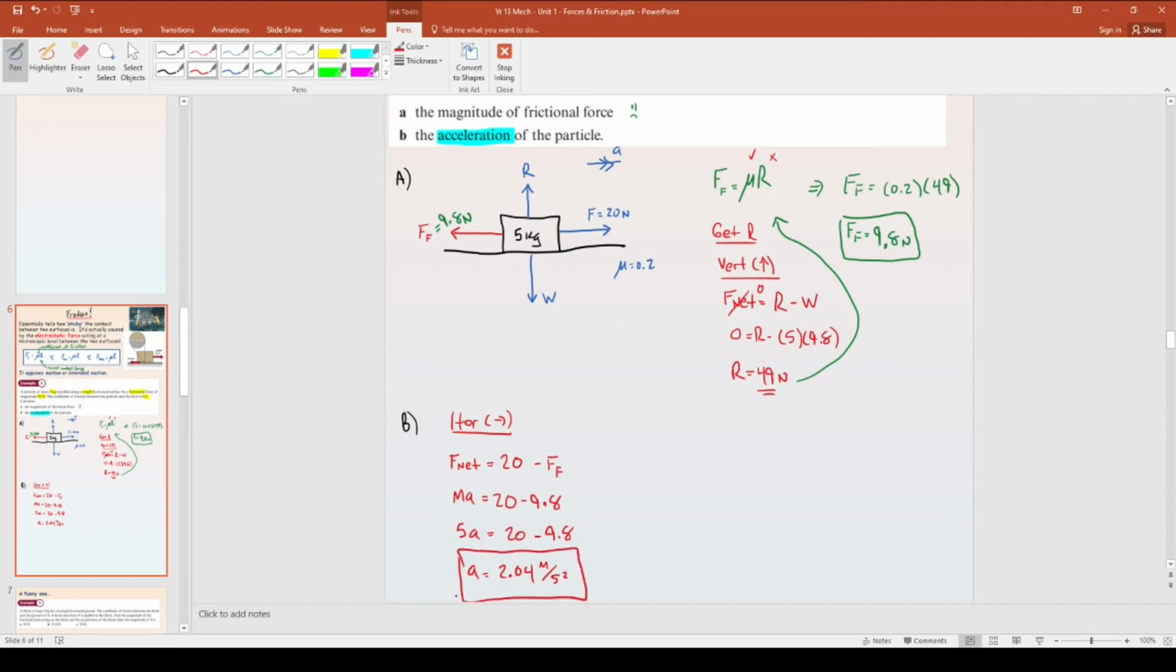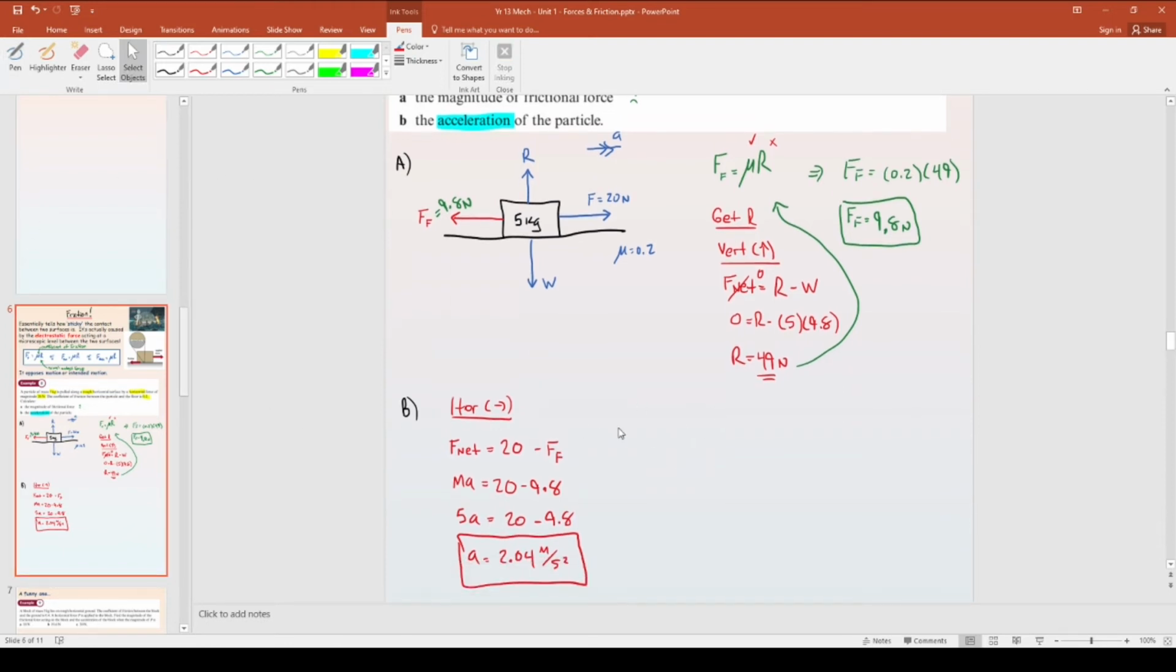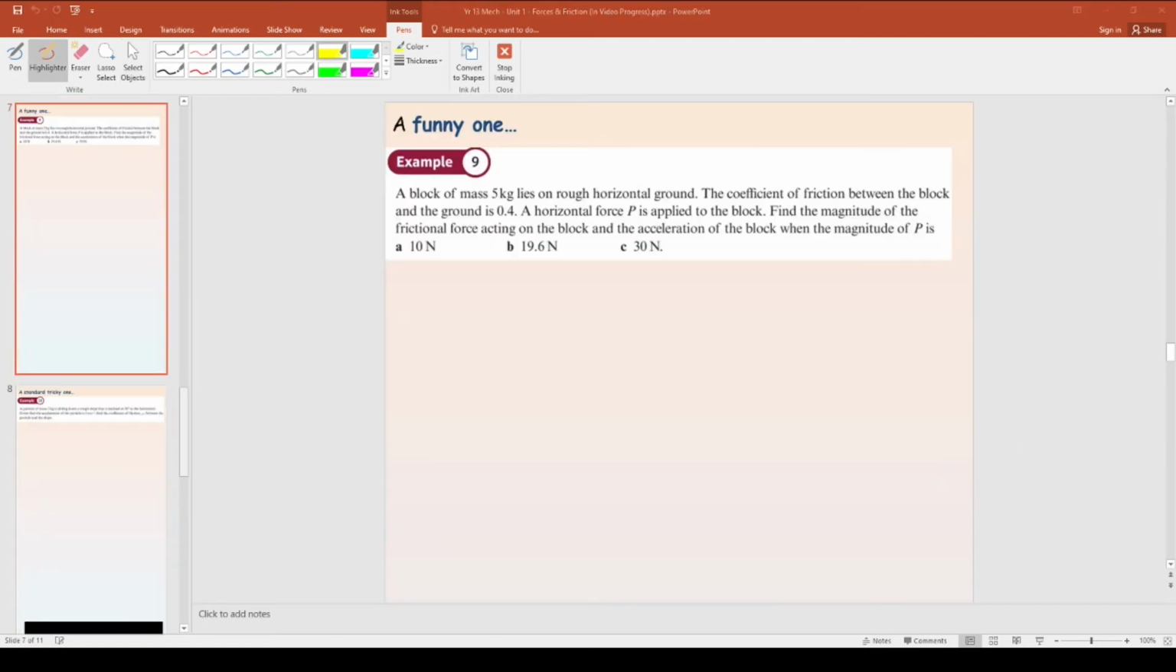So we introduced friction, which is a lovely, exciting thing, and this is what we've wound up with. It's quite good. It's no problem. We just have done a question there. Cool. We're going to go one step harder on the next question. So here we go. Right, a little bit funnier this one.